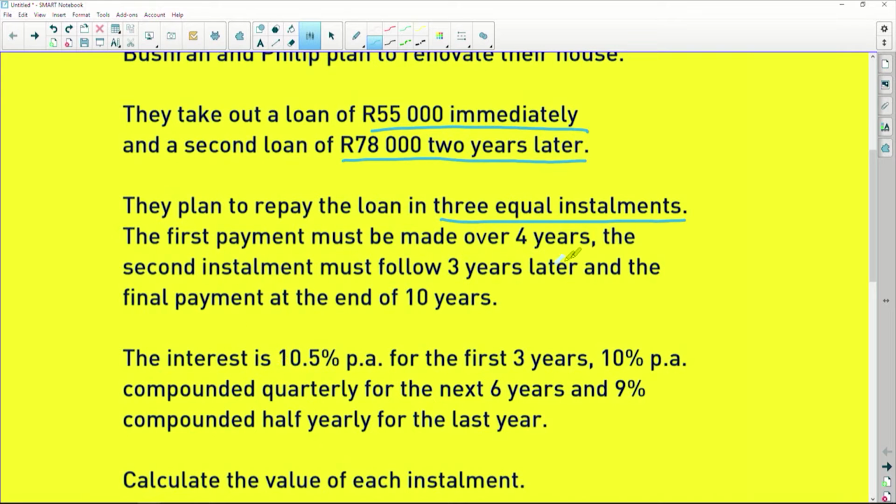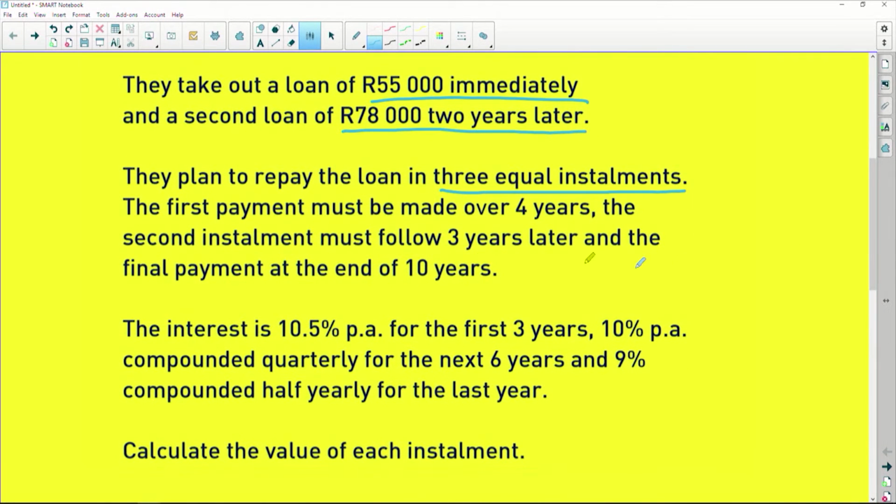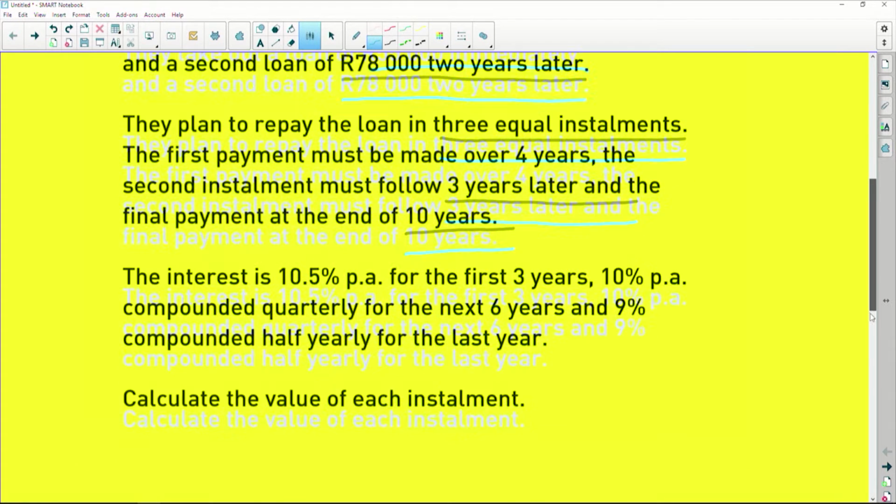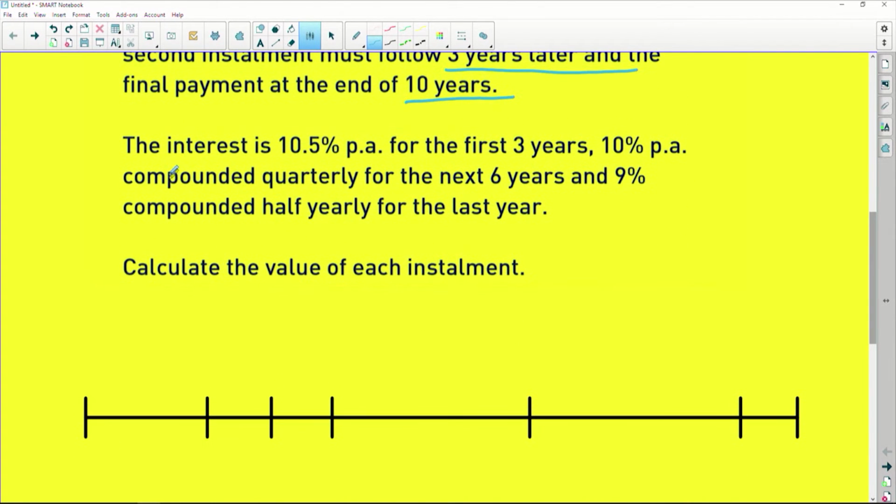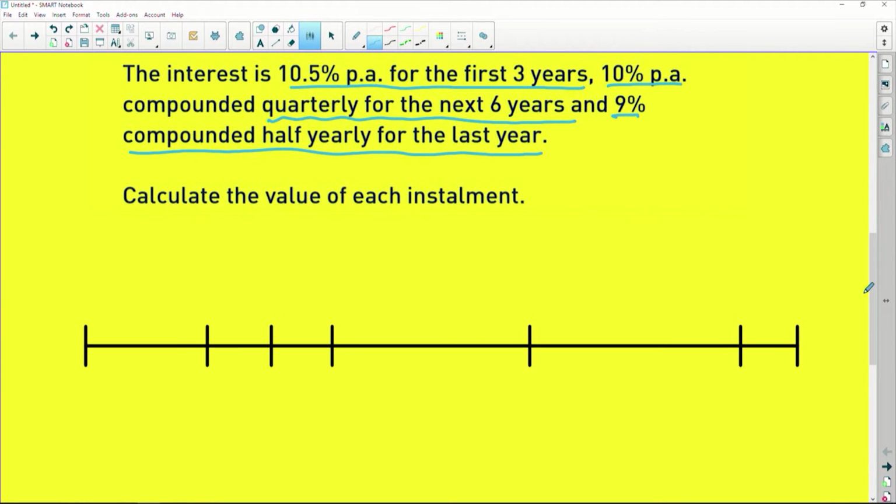The first payment must be made after 4 years, and the second installment must follow 3 years later, and the final payment at the end of 10 years. They then give us extra information that says the interest rate is 10.5% per annum for the first 3 years, 10% per annum compounded quarterly for the next 6 years, and 9% compounded half yearly for the last year. And they want us to calculate the value of each installment.